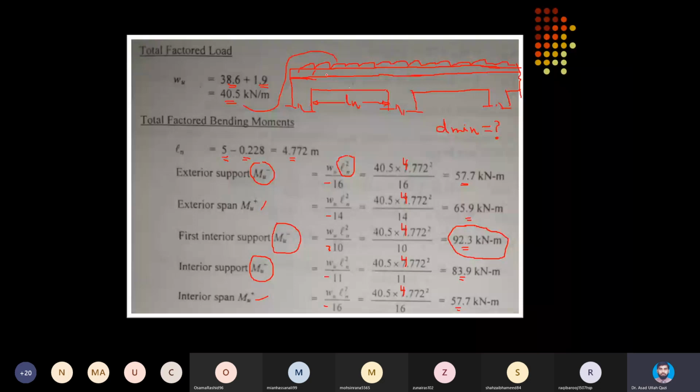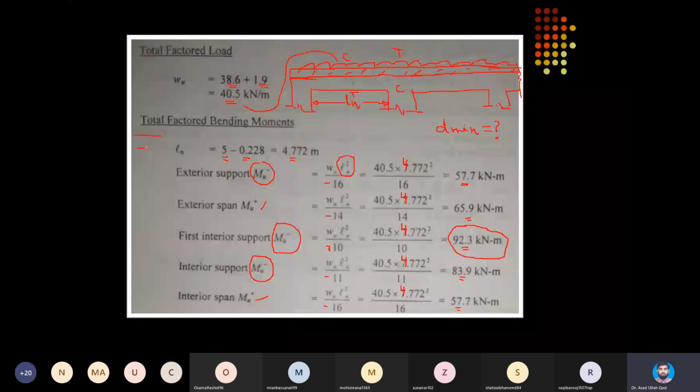It is important to note that at hogging regions, tension will be on the top and compression will be on the bottom. And in sagging regions, tension will be at the bottom and compression is on the top. So in hogging regions, when tension is at the top, neutral axis may be somewhere over here.